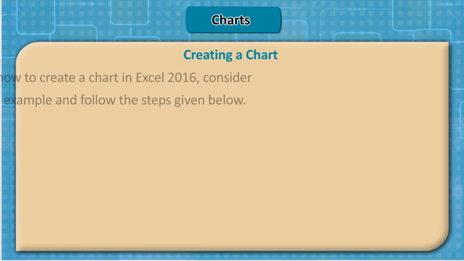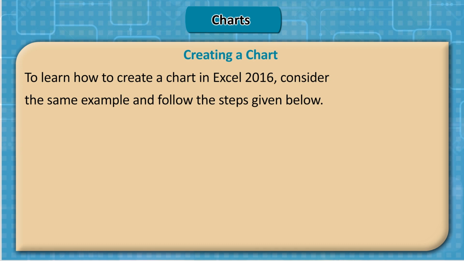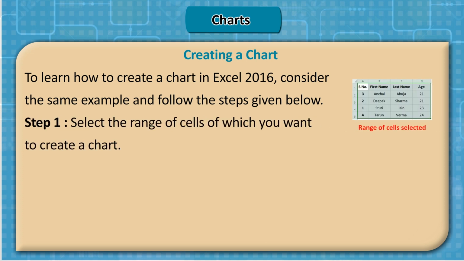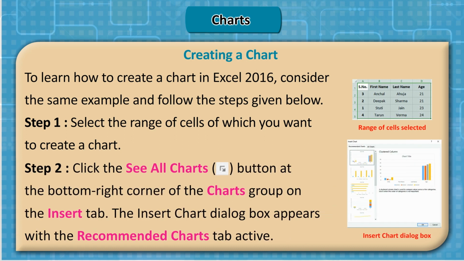Creating a chart. To learn how to create a chart in Excel 2016, consider the same example and follow the steps given below. Step 1. Select the range of cells of which you want to create a chart. Step 2. Click the See All Charts button at the bottom right corner of the Charts group on the Insert tab. The Insert Chart dialog box appears with the Recommended Charts tab active.